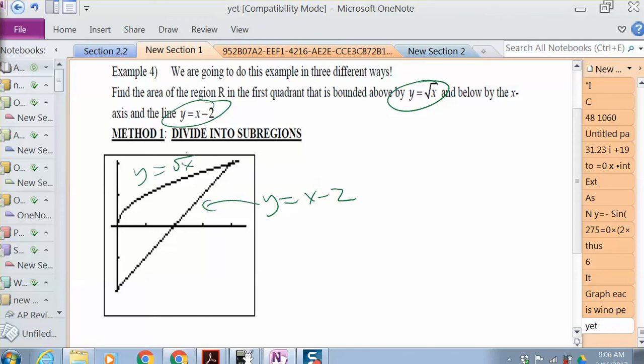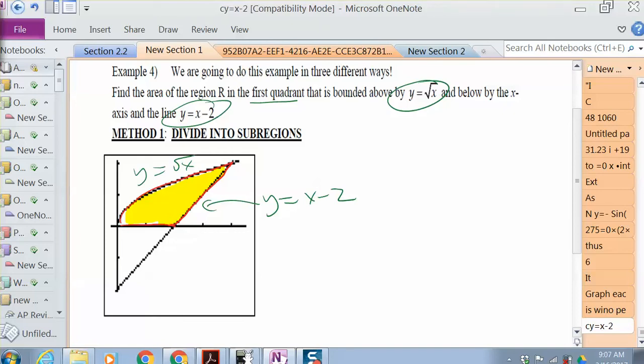Now, how is the region defined? It's not just defined as the area between those two curves. It's actually defined as being bounded by the first quadrant and, of course, those two curves. So if I were to trace it in red, this is the region that we're considering. And I'll even shade it as well. So we want to find the area of that region.